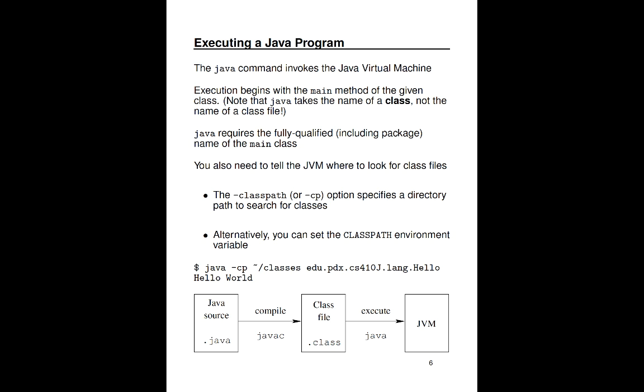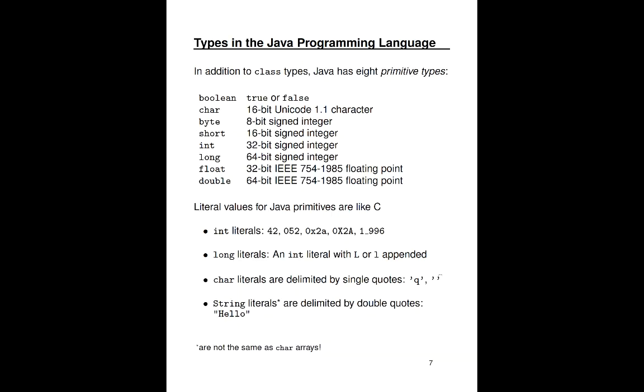You start with a piece of Java source code, a .java file. You run the compiler, javac, on that to create a class file, a .class file. And then you execute the Java program using the java executable that runs it on the JVM. Let's talk more about the Java programming language and start with its type system.